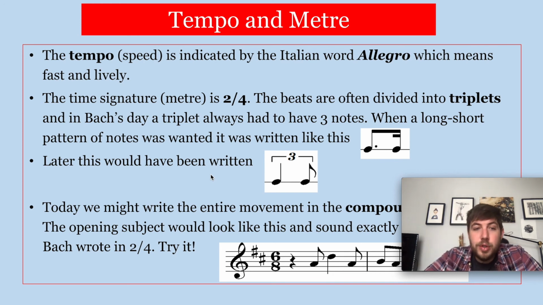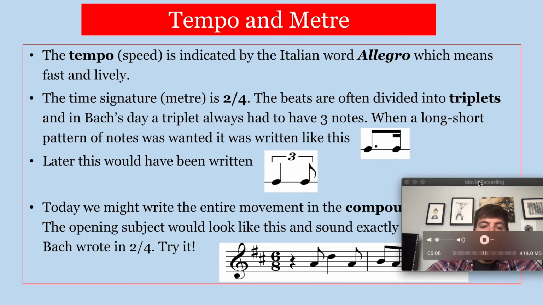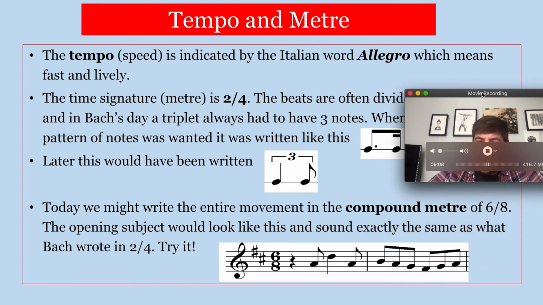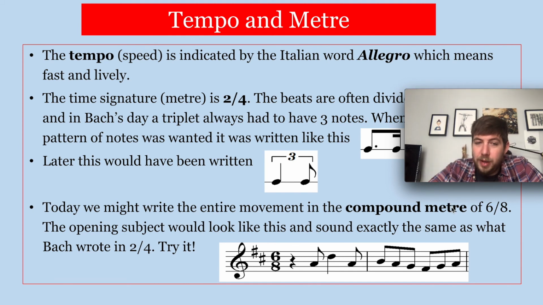When a long, short pattern of notes was wanted, it was written like this. Later, it would have been written like this. Today, we might write the whole movement in what we call a compound meter of 6/8. The opening subject would look like this and sound exactly the same as how Bach wrote it, but he wrote it in 2/4. If you can try it, have a go at it, see what the difference is and see if it works.